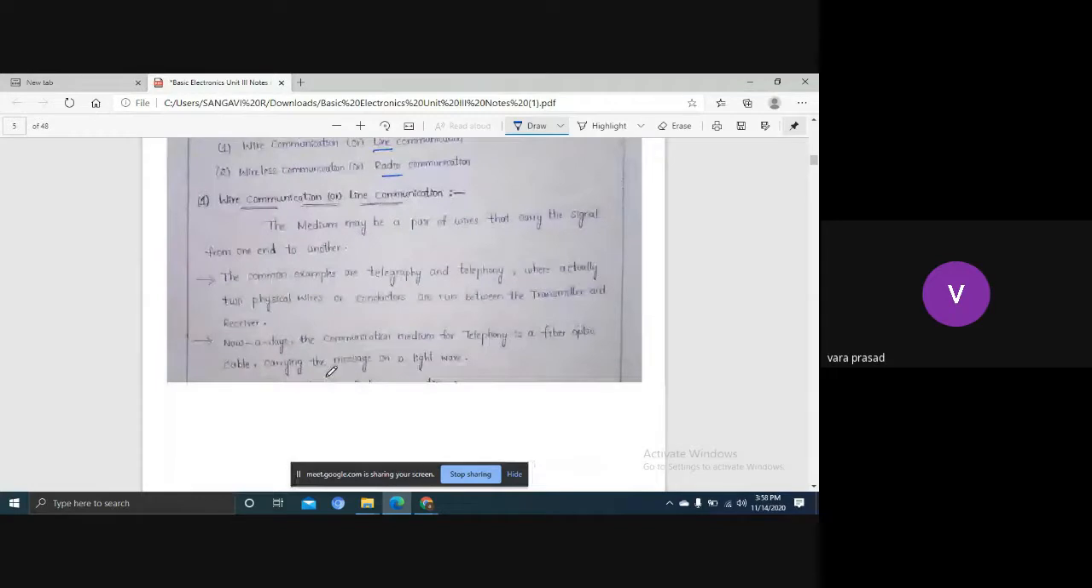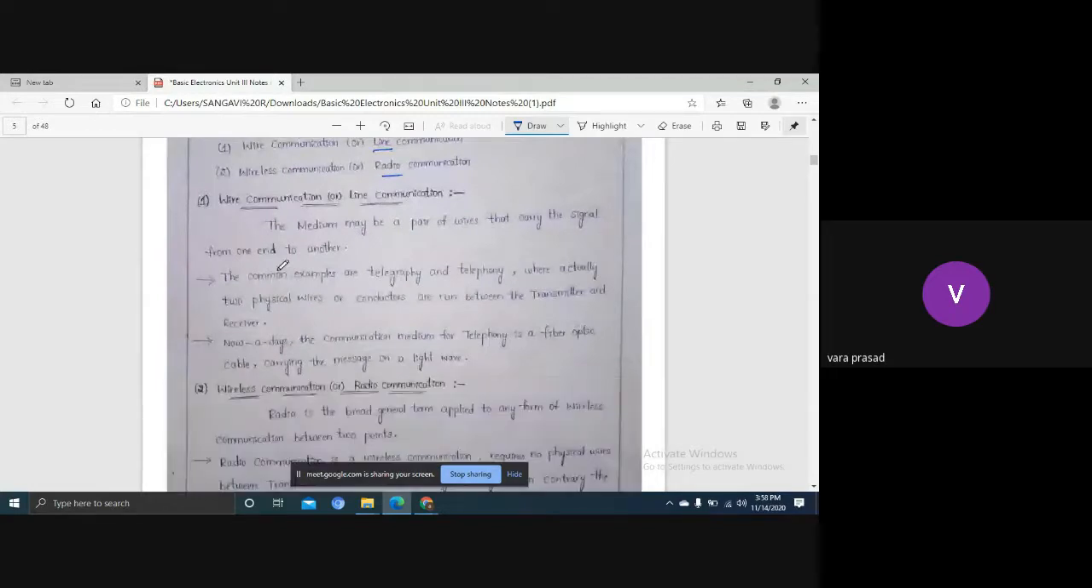What are the points? See here. In wire communication, the medium may be a pair of wires that carry the signal from one end to the other. The common example is the telephone, where 2 physical wires or conductors run between the transmitter and receiver. Nowadays, the communication medium for telephony is a fiber optic cable carrying a message on a light wave.